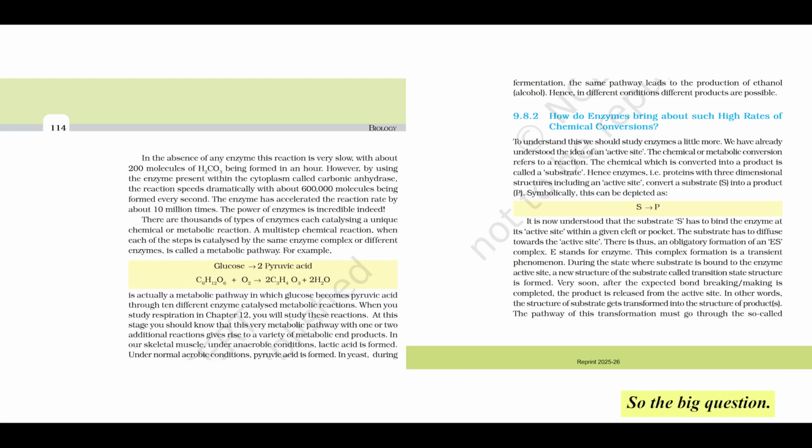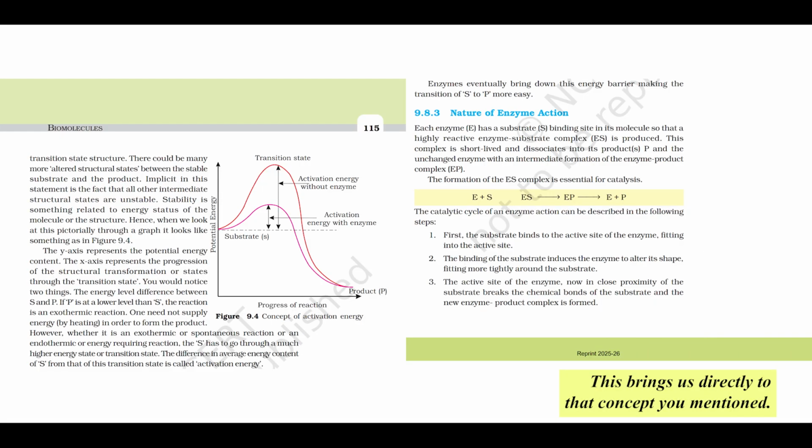So the big question, how do enzymes achieve these incredible rates? This brings us directly to that concept you mentioned, activation energy. Let's tackle this carefully. Okay, activation energy. Ready? In any reaction, the starting molecule is the substrate, S, and it gets converted into the product, P. So S to P. Enzymes facilitate this conversion. Substrate to product, S to P.